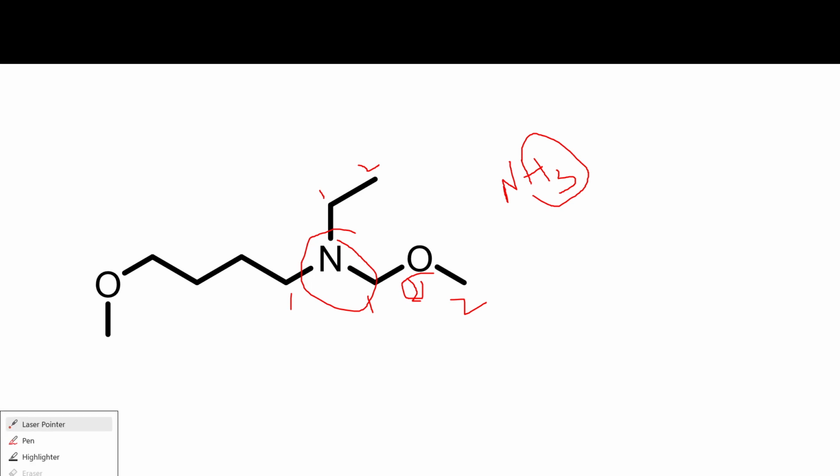Like that way we have to number them. So this will be 2, this will be 3, this will be 4. So what should be the name of this molecule? Someone suggest?